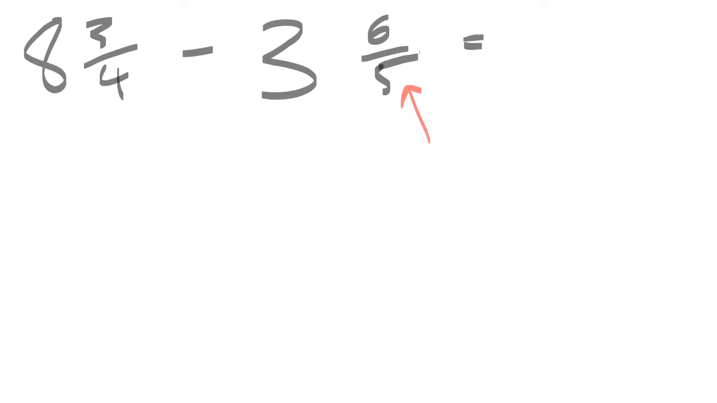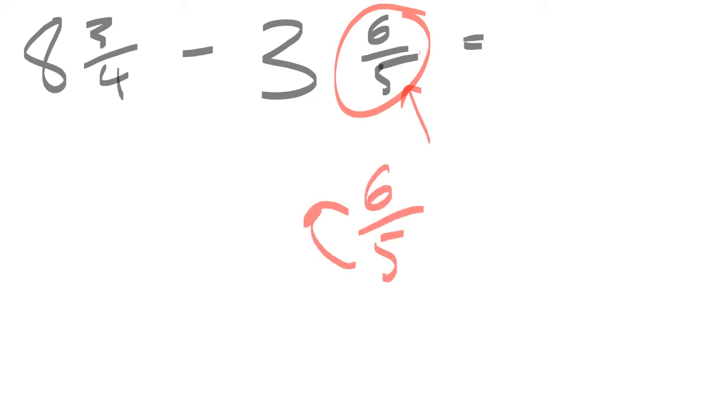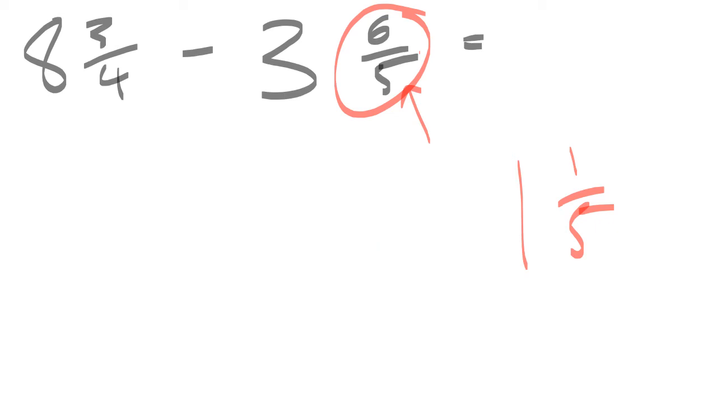So let's just worry about 6/5. That's all we're looking at here. Well, 5 goes into 6 how many times? 1 with 1 remainder. So 6/5 really equals 1 1/5. Great. So let's keep it simple. I'll just rub out that, because now we know that 6/5 equals 1 1/5.